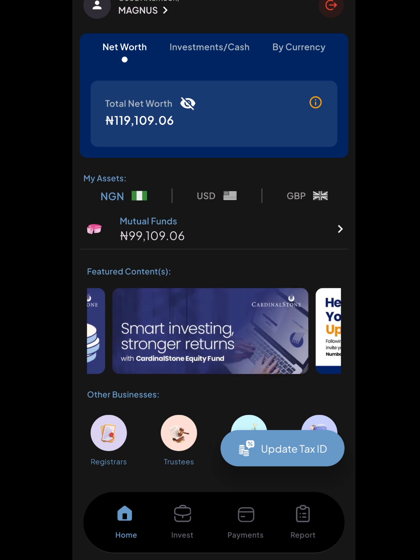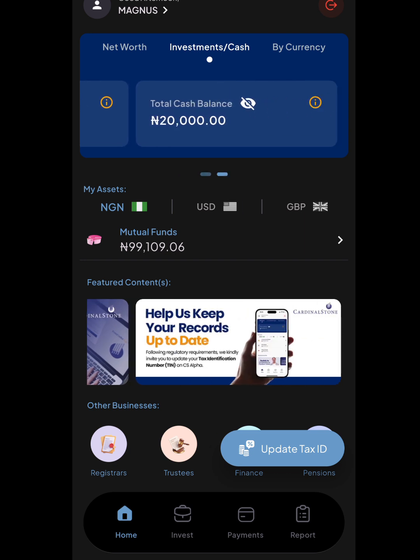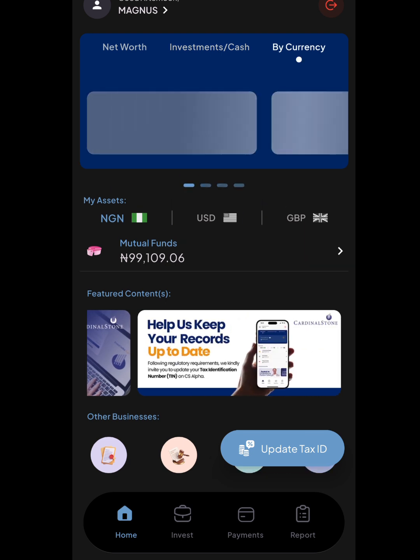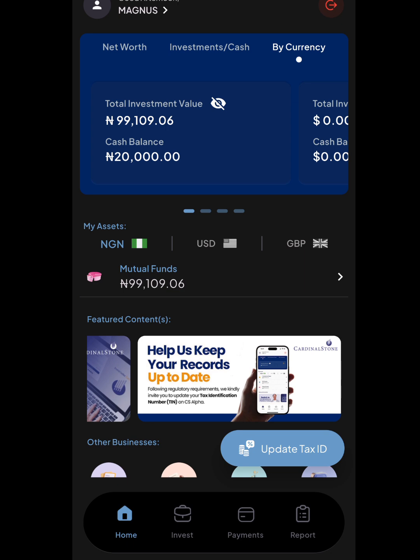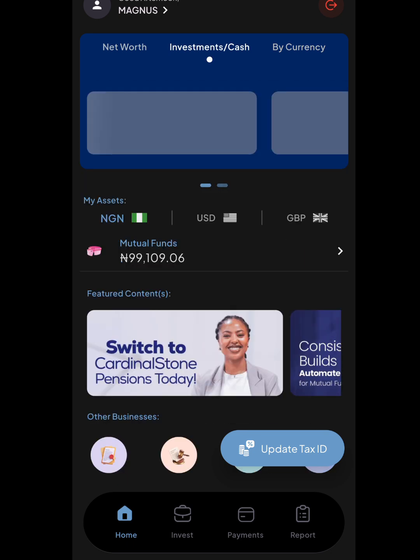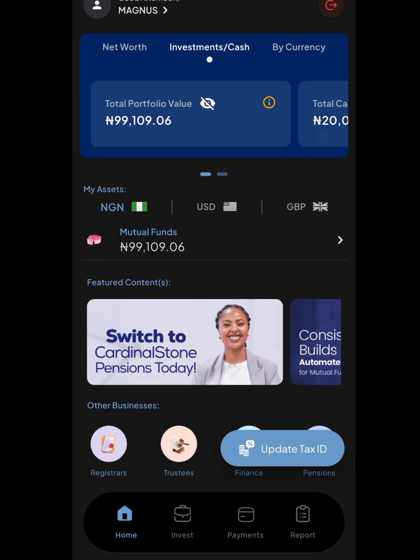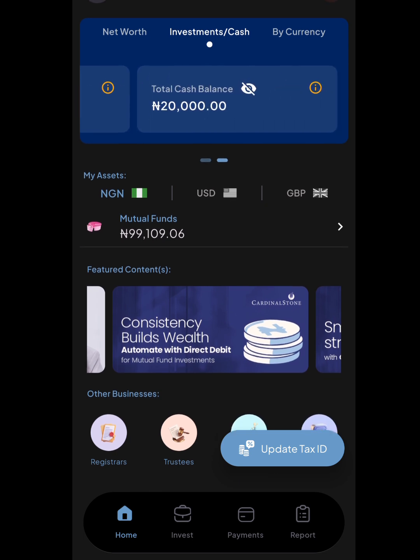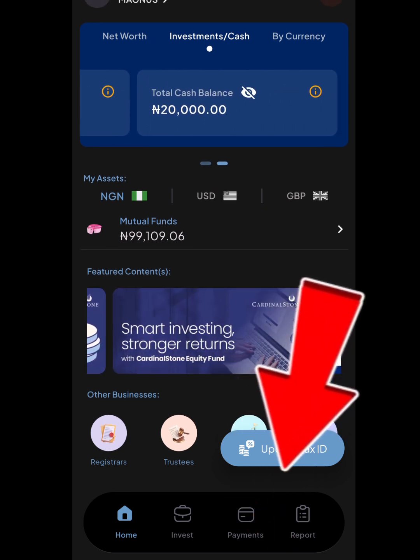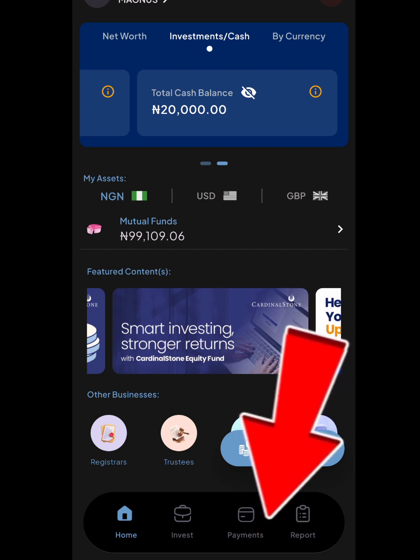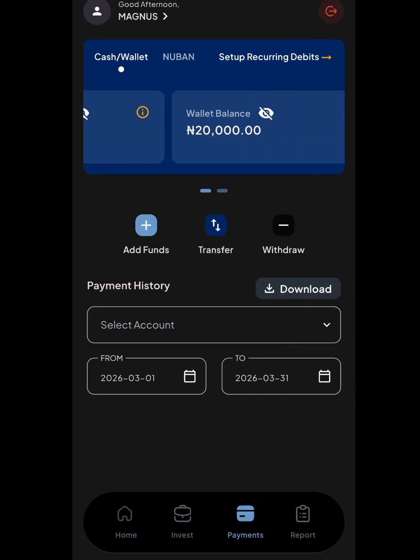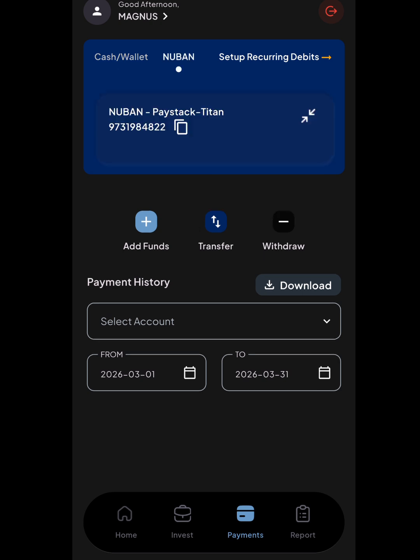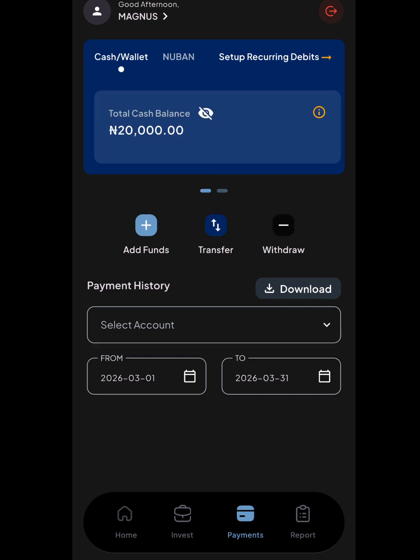So the first thing you want to do is, of course, deposit money into your account. When you come to your investment, you move around this slide, you're going to see investment slash cash. You pretty much see your investment and your cash here. Also down here, when you come down, you see payments. This is where you want to go to. Come to payment. Here you actually see the bank account that you can use to deposit money into your account and a bunch of things.